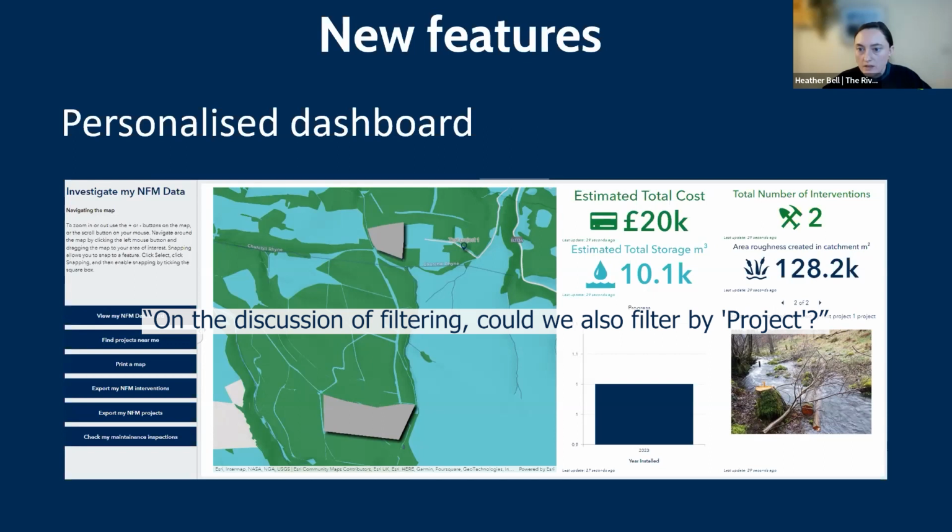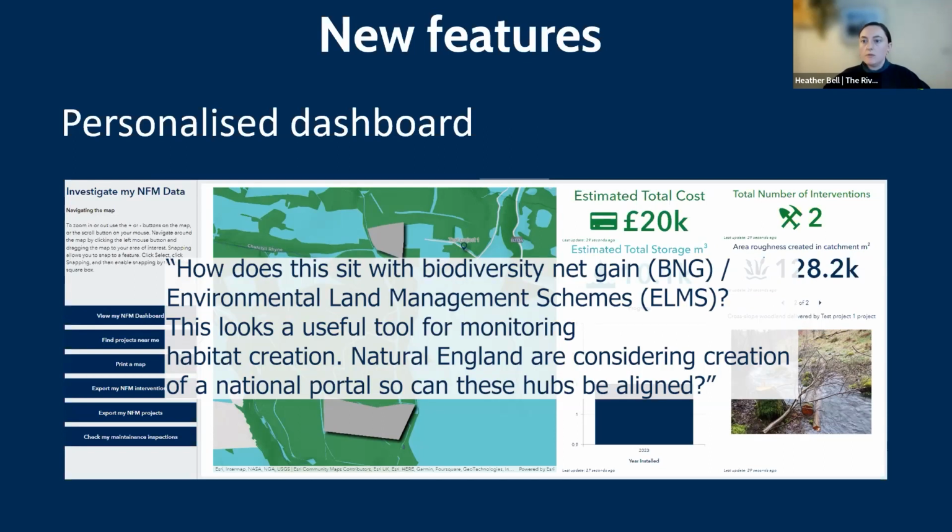How does this sit with, okay, this looks like a useful tool. That's probably one for you, Dave. Yeah, I mean, we're trying to design this. We've certainly got BNG, biodiversity net gain. What we're trying to do is make sure that any marketable benefits that you're creating, like for biodiversity net gain, for nutrient neutrality, for elms, can all be stored at the project level. So that's what we're trying to do. We won't have got it right, but we've certainly moved in that direction this time.